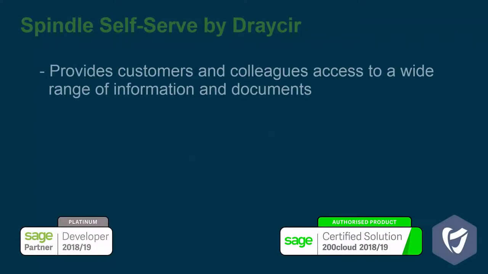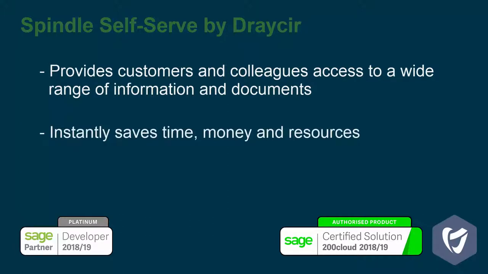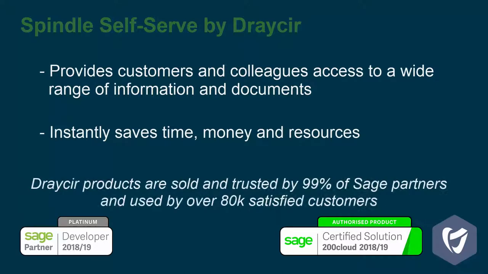Dracer's out-of-the-box Spindle Self-Serve offering allows your customers and colleagues to access a wide range of information and documents, instantly saving time, money, and resources. This cost-effective solution brings benefits only previously enjoyed by enterprise-sized customers using expensive customized software.